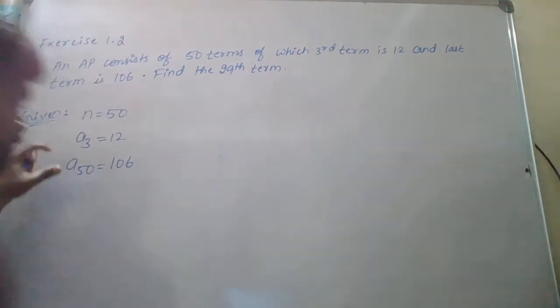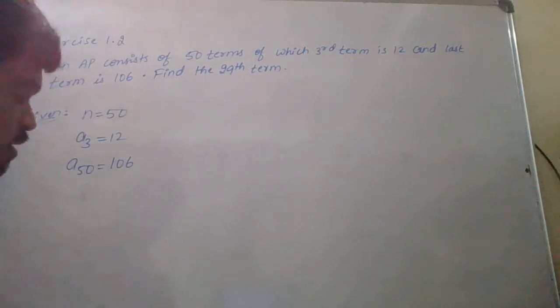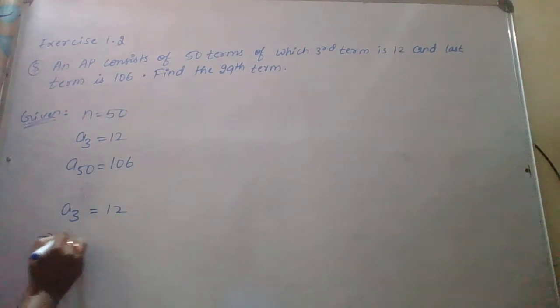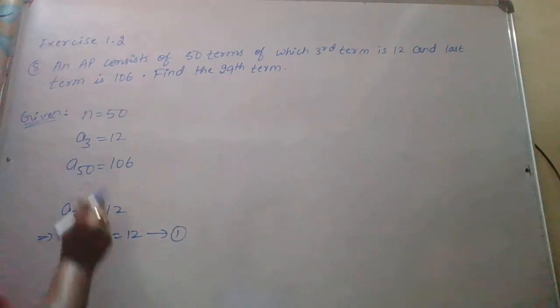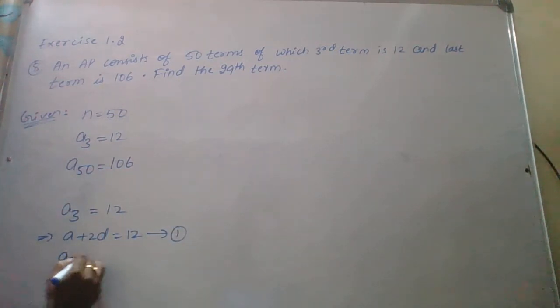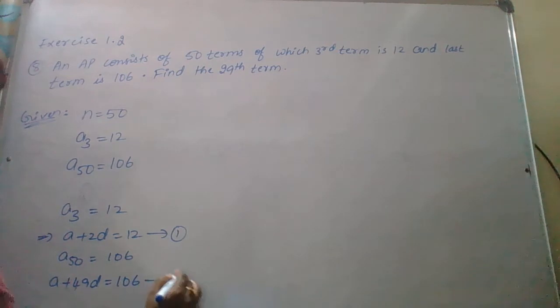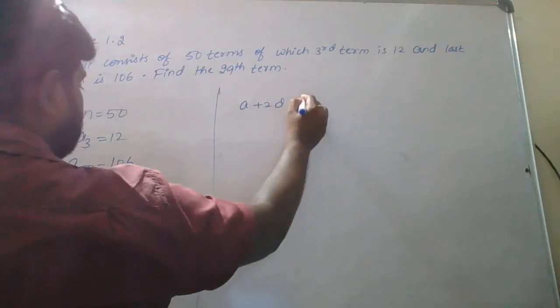So same procedure. You don't know the value of A and D, but they have given you two equations. So let's solve it. A3 is 12, which implies A plus 2D is equal to 12. That is our first equation. A50 is equal to 106, which implies A plus 49D is equal to 106. Equation 2. Solve both by elimination method. Write one below the other first.